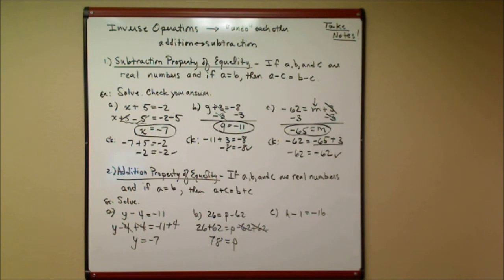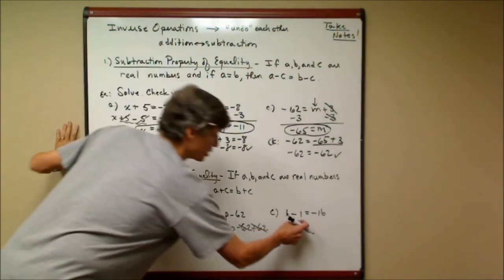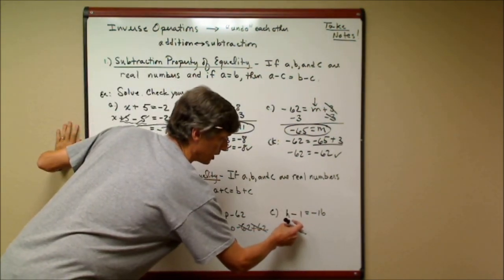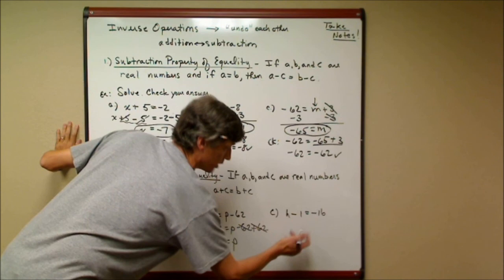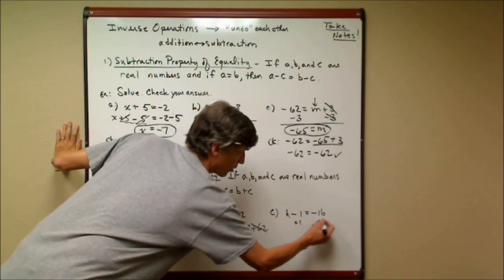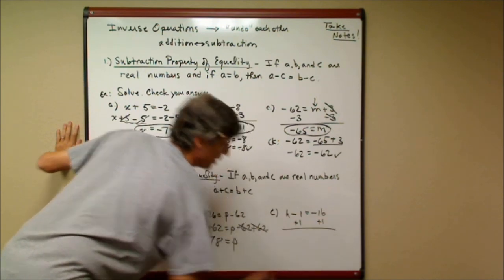This last example, I'm going to use the shortcut. I have h minus 1 equals negative 16. The minus 1 is the problem because I need to get the h all by itself. So I'm going to get rid of the minus 1 by doing the inverse operation of subtracting 1. I'm going to add 1. So I'm going to put a little plus 1. And of course, if I do it to the left, do it to the right.